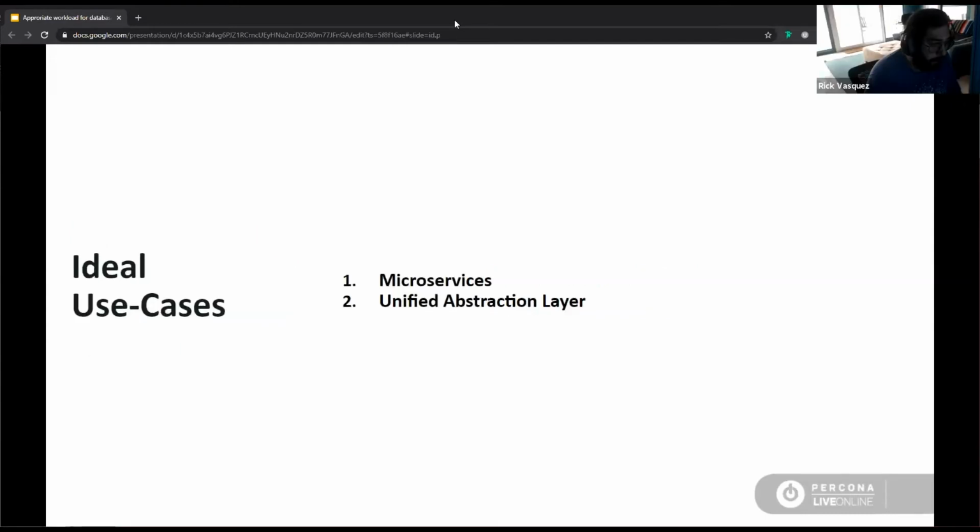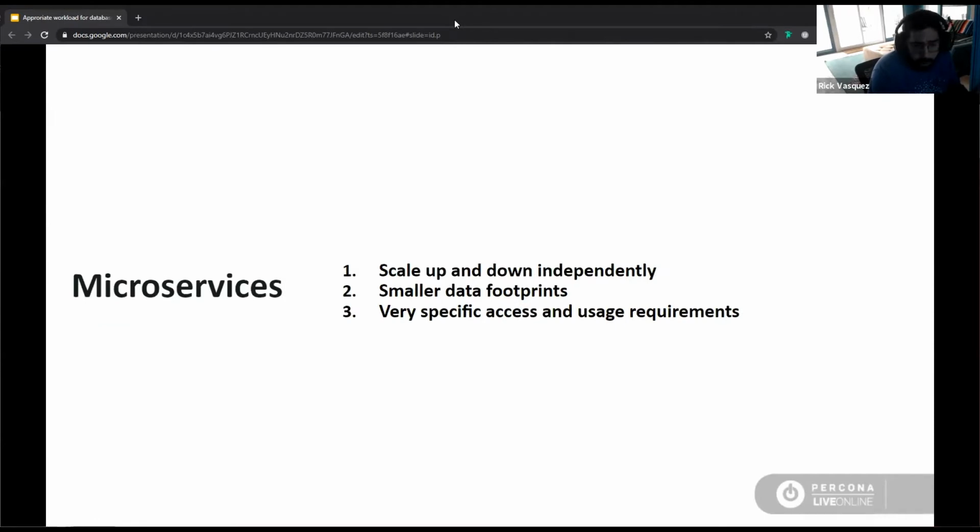Yeah, thanks for that. So a couple of ideal use cases that we see in Kubernetes are specifically microservices, which I talked about, and then a unified abstraction layer, where I want to not care at all about my infrastructure and I just want to treat all of my infrastructure as code. That is what I really mean by the unified abstraction layer. And there's a distinct difference here. They can coexist together, but I think the ideal use cases leverage one or both of these as a paradigm and a design choice from the application. So let's talk about microservices.